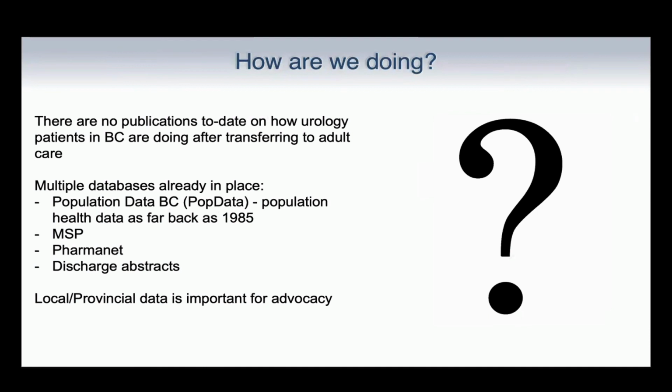ultimately, we also don't know how we are doing. So there are no publications to date that I'm aware of, and I could be wrong, on how urology patients in BC are doing after transitioning to adult care, again, from a urology standpoint. But we have a big part, or the important parts of the infrastructure already in place, like health databases, Population Data BC, which has some of the discharge abstracts, PharmaNet, MSP, and having this local flavor of data is very important for advocacy, because it's easy to read an issue that's happening in someone else's turf, but when it's happening in your own backyard, it also provides a bit more reality to those making the decisions.